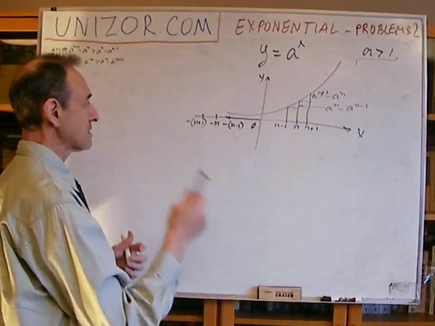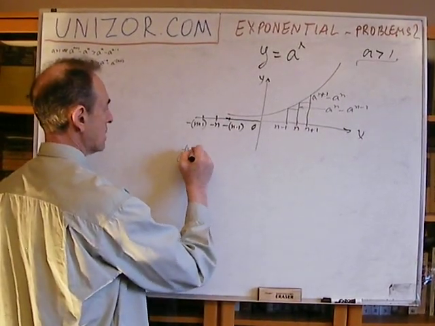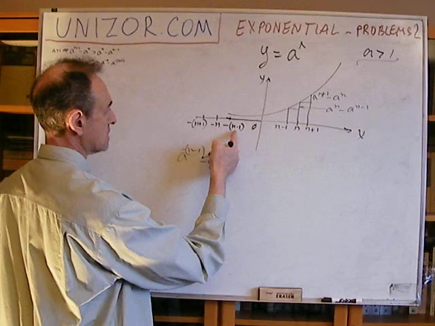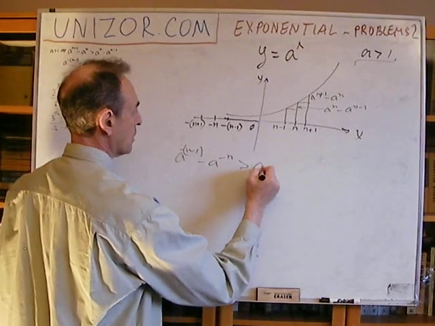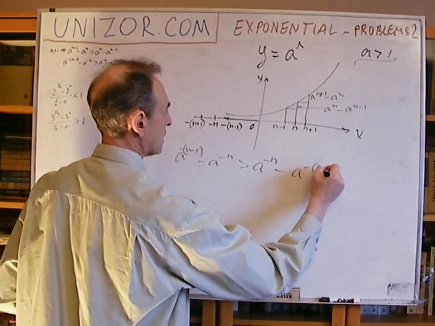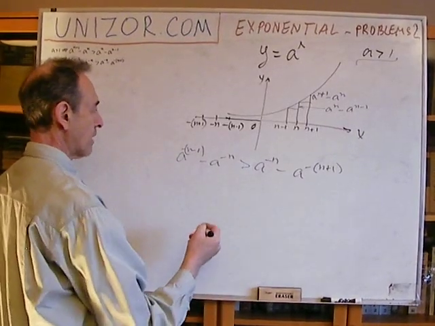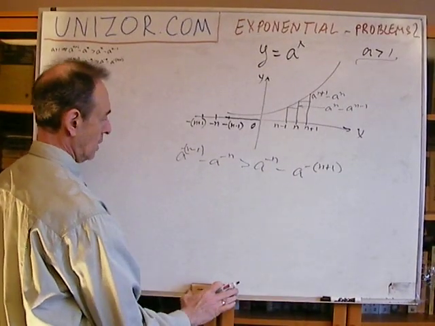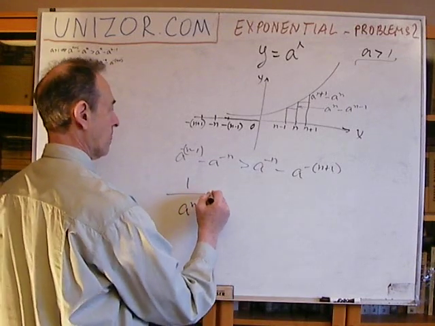So let's prove exactly the same inequality that a to the minus n minus 1 minus a to the minus n. So it's the difference between this value of the function and this one is greater than between value of the function at point minus n and minus n plus 1. Now, how can I prove this? Again, bring everything to the left, and I will just replace negative exponent with an inverted positive one. That's what it is.